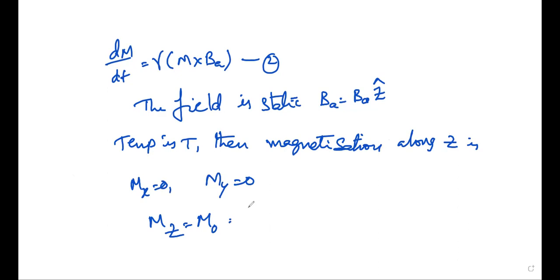So chi naught B naught, that is the relation, M naught is equal to chi naught B naught, which is C B naught by T, where C is the Curie constant. This holds when the magnetization component Mz is in thermal equilibrium; now consider when the Mz component is not in thermal equilibrium.